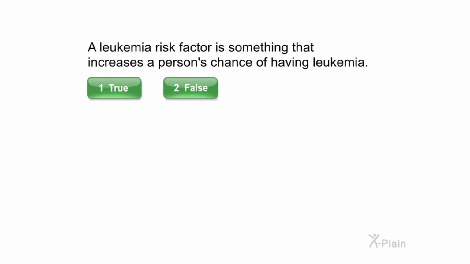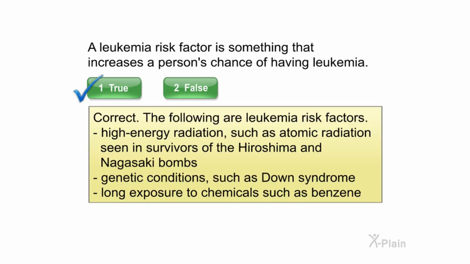A leukemia risk factor is something that increases a person's chance of having leukemia. Select true or false. Correct. The following are leukemia risk factors. High-energy radiation, such as atomic radiation seen in survivors of the Hiroshima and Nagasaki bombs. Genetic conditions, such as Down syndrome. Long exposure to chemicals such as benzene.